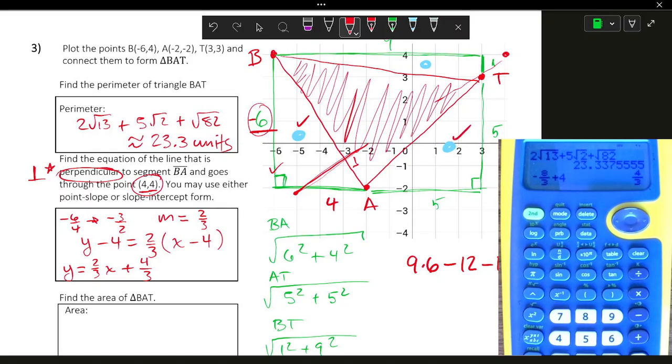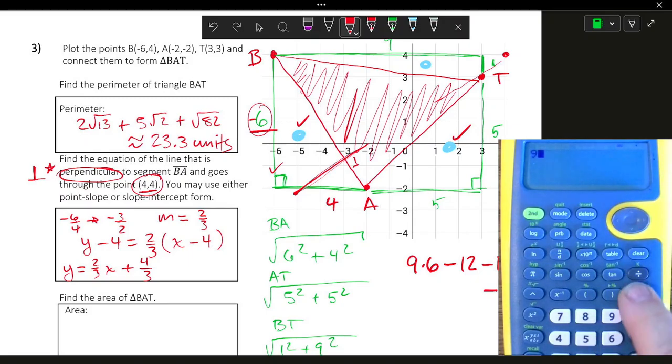The last one I need to subtract, and I'm out of room, so I'll say minus what? This one. What is it? 1 times 9, which is 9. Half of that is 4.5, so minus 4.5. So the area of that triangle B is 9 times 6 minus 12 minus 12.5 minus 4.5.